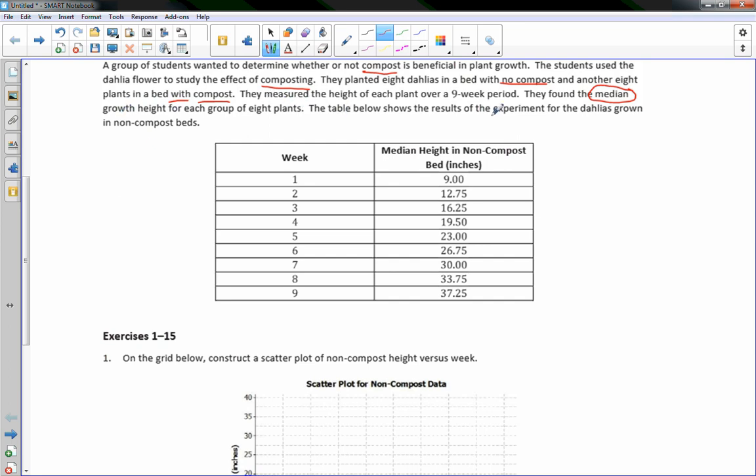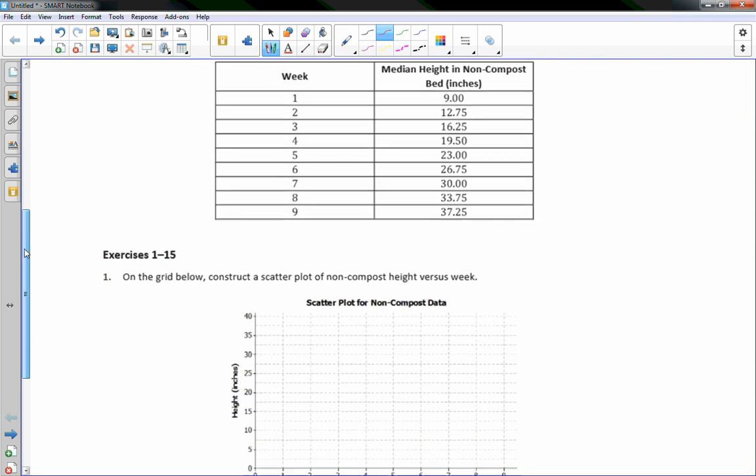The table below shows the results of the experiment for the dahlias grown in non-compost beds. So these are the non-compost beds, plain old soil, no compost, and there's the 9 weeks, and there's the amount of growth. So the median height in non-compost beds in inches. Exercise number 1 says on the grid below to construct a scatter plot.